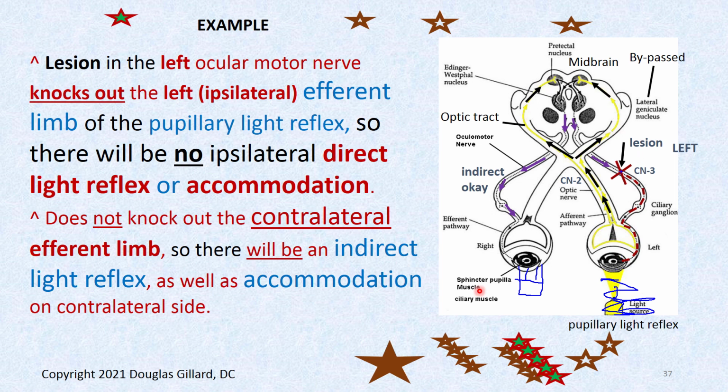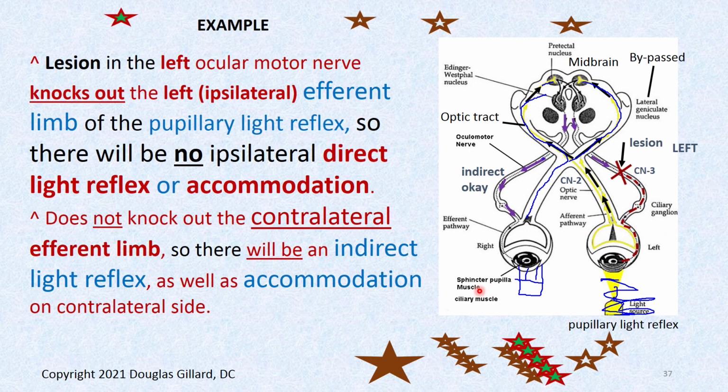But the lesion is still over here. How will that work? Well, the signal will go in on the afferent limb, just like before. It's not drawn here, but we can draw it. Signal goes in. It splits, just as before. So it goes both to the right and left pretectal nuclei. And then it comes back to the right and left as well.